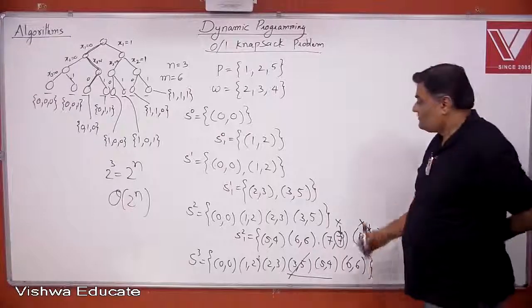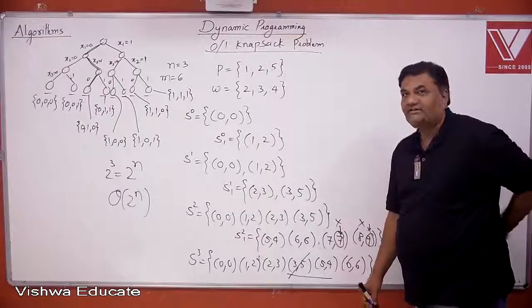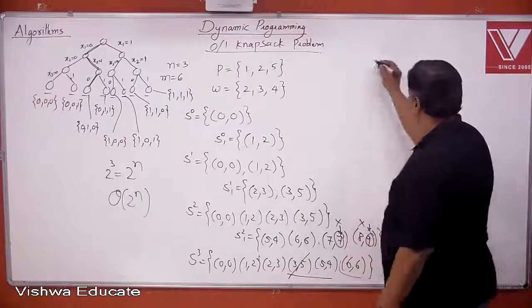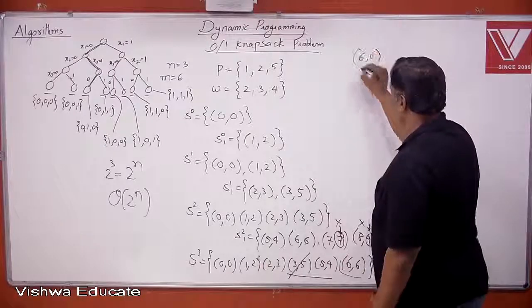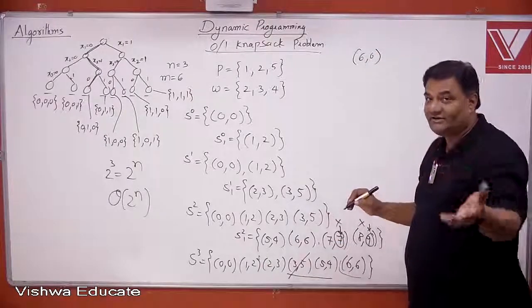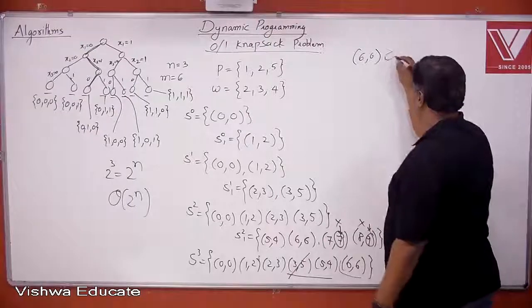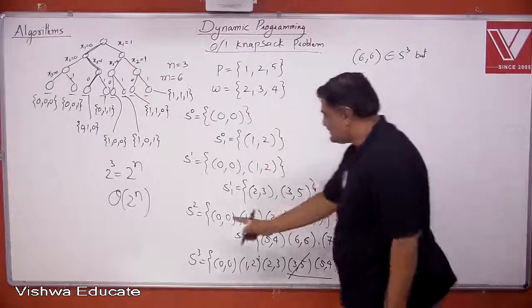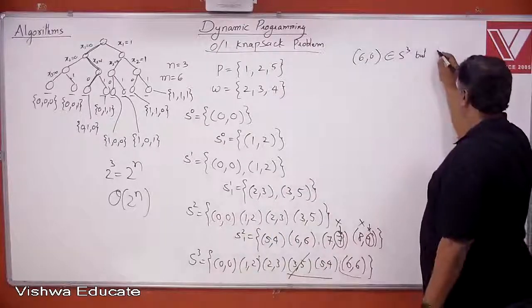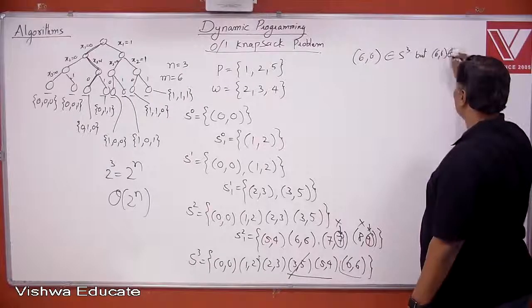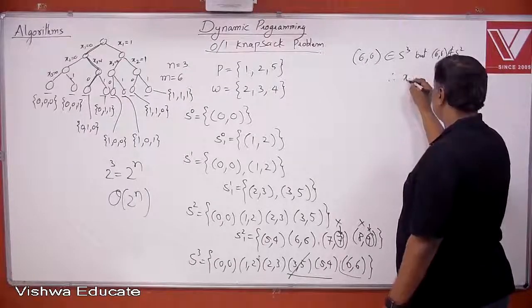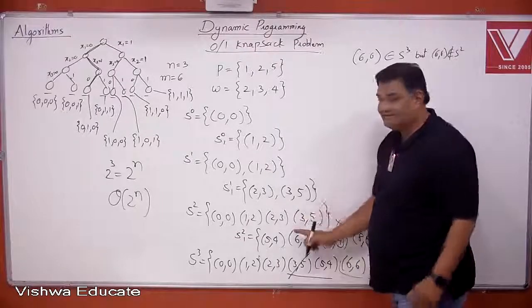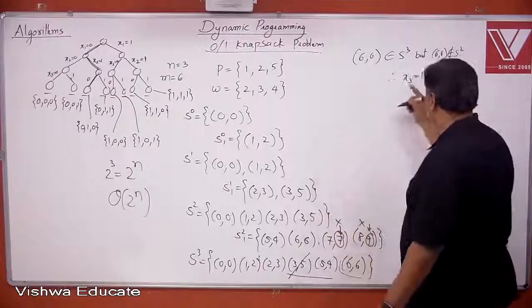Now we want to know which object is included, which is not included. Let us do it. See, highest profit by weight we will select: 6, 6. I am finding an answer, which object is included, not included. 6, 6 belongs to S3, but it doesn't belong to S2. Therefore, the third object is included. If this order pair is here but not there previously, it means we got it here only. So this object is included.